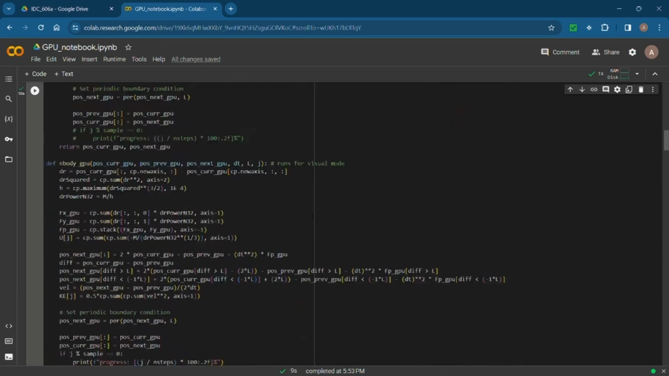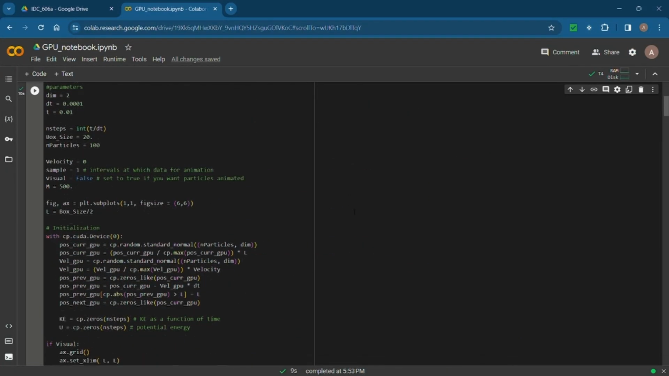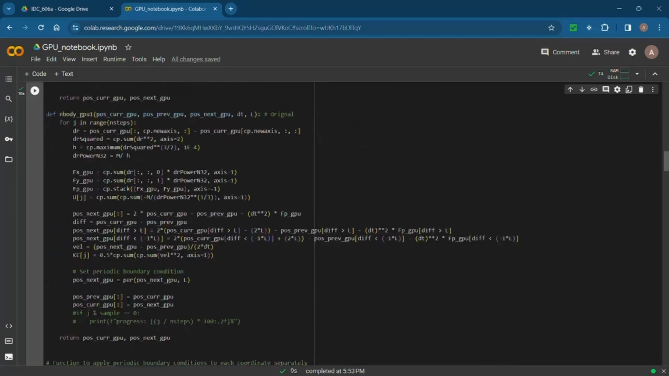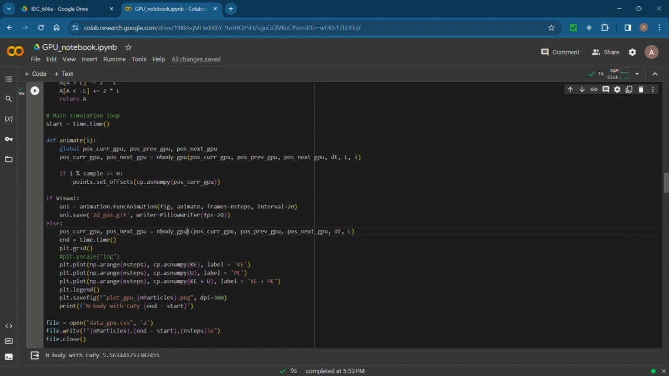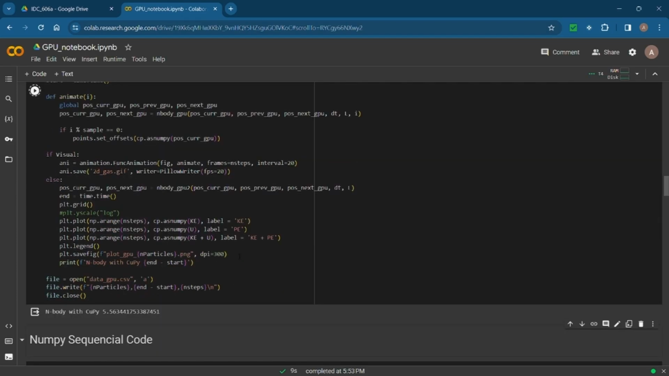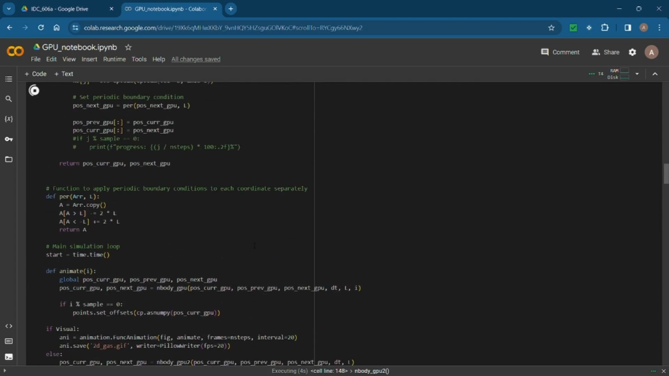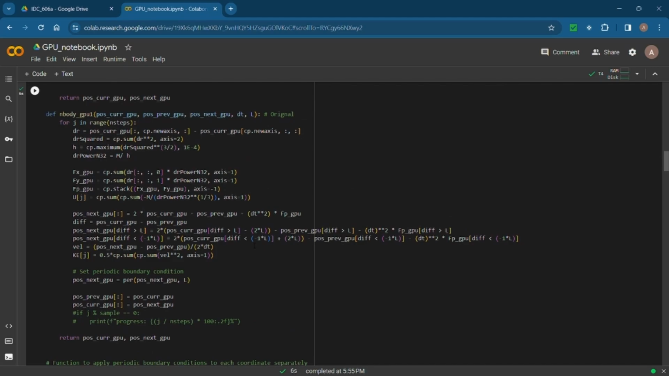Maybe we should run it for a smaller number. So if we try to run the non-vectorized version, that is n-body GPU2, then it will take a longer time, because that one is non-vectorized, and it will take much longer, right? So while this is running, let me explain how I am doing it.